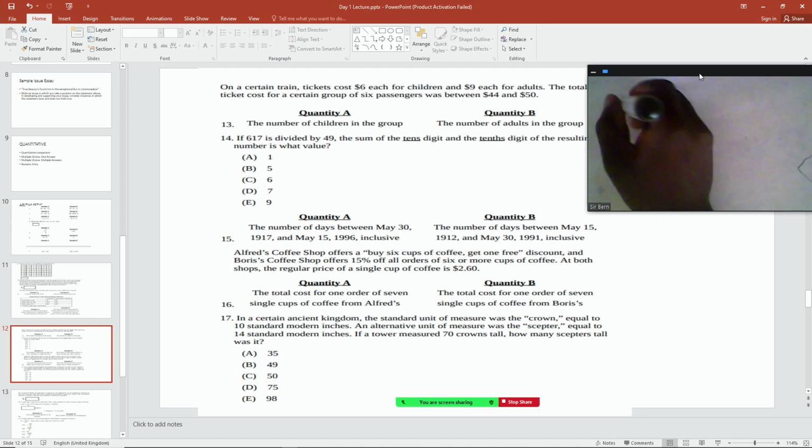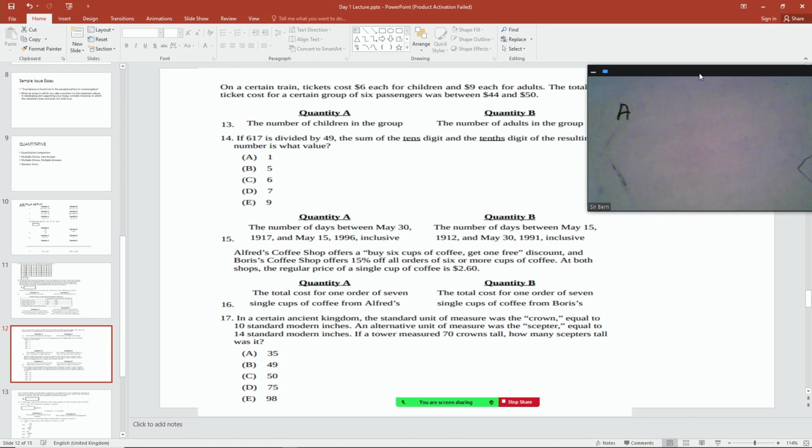So quantity A, because you are doing buy 6 get 1 free, it means that if you want 7, you are supposed to buy 6. Then we'll give you that 1. So you're going to pay for 6. So you have 6 times 2.6, the cost of coffee. So that would give us 15.6. So that is the cost at quantity A.